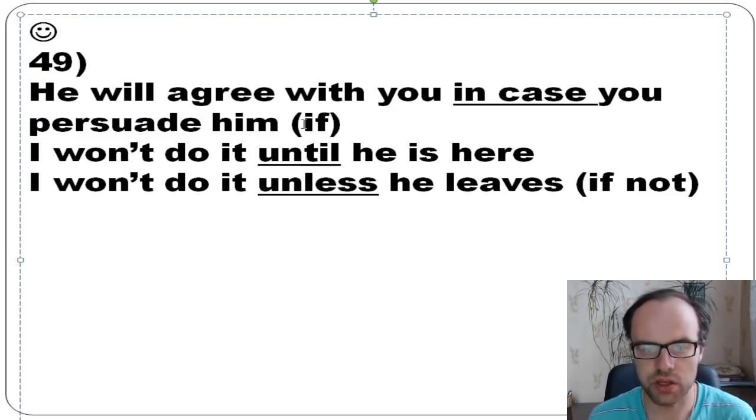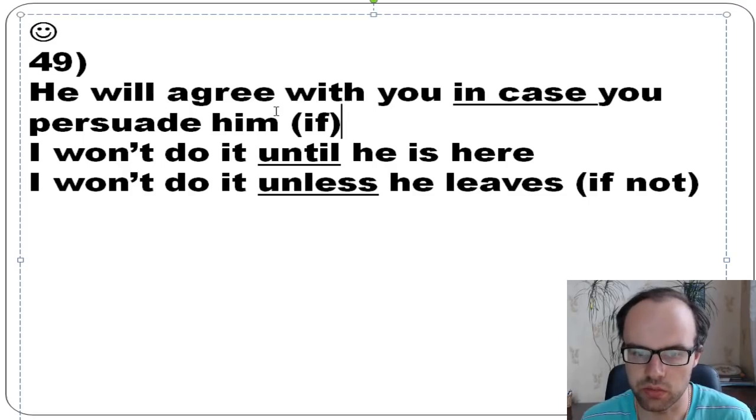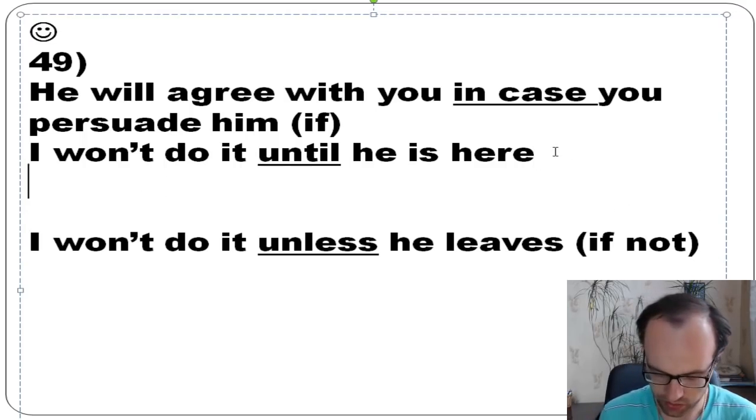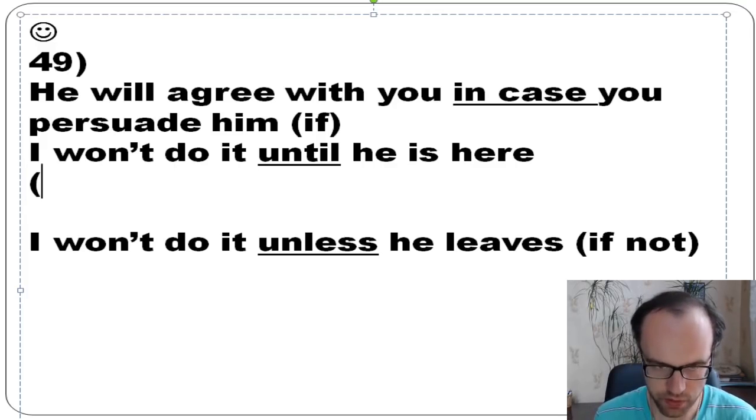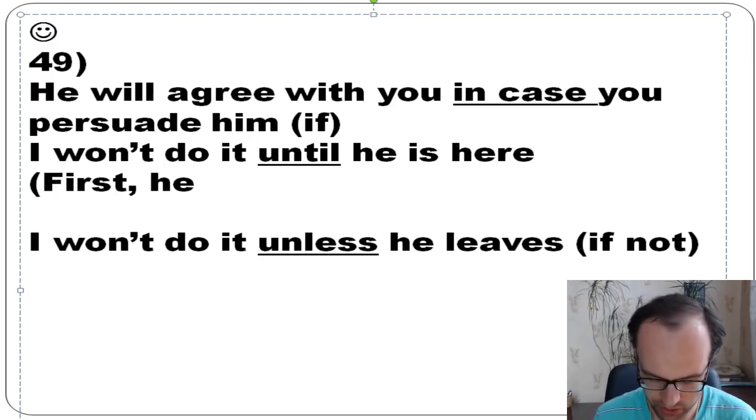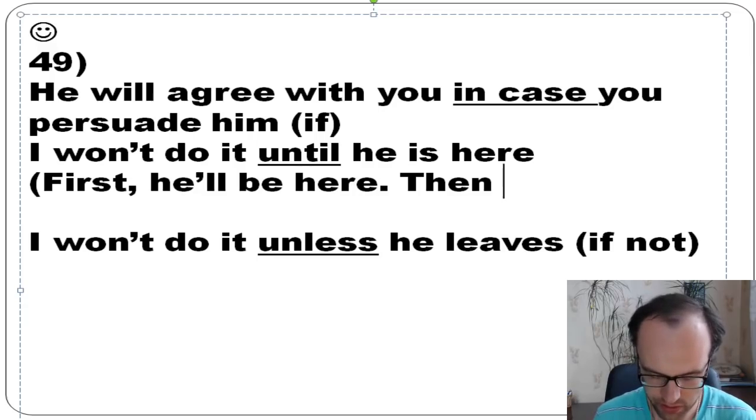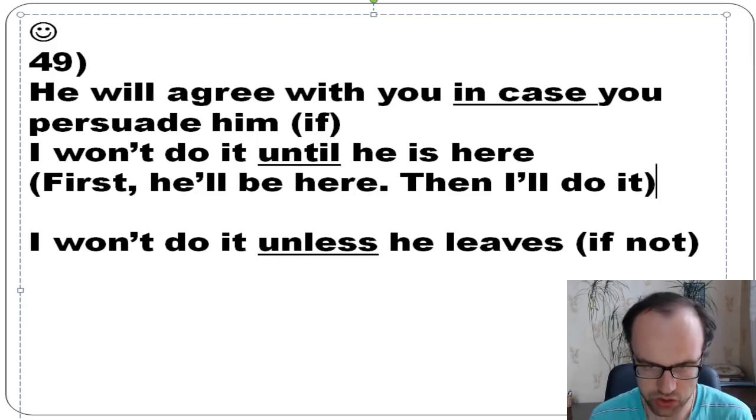So in case means if, okay? So he will agree with you in case you persuade him, okay? I won't do it until he is here. So what does it mean? It means first he'll be here, then I'll do it. Okay. First he'll be here. Then I'll do it. Okay.